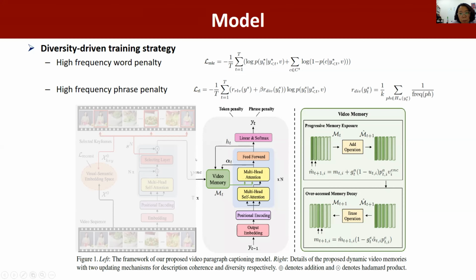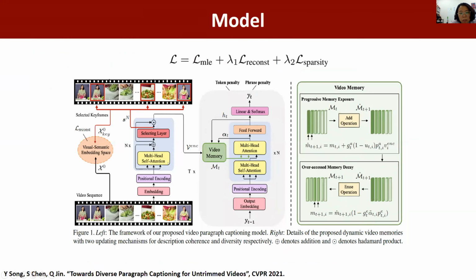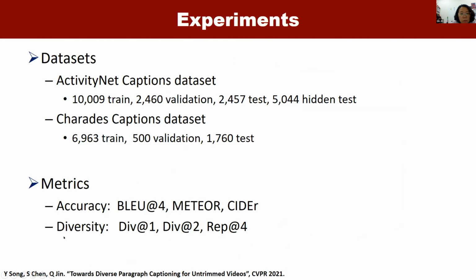So with all three losses combined together, we use them jointly to optimize the model network. Then we conduct experiments on two datasets, ActivityNet and Charades caption datasets, and we use accuracy and diversity related evaluation metrics for the performance evaluation.